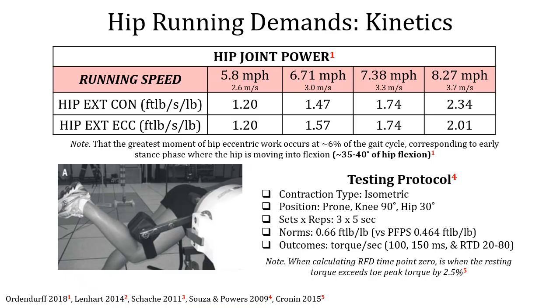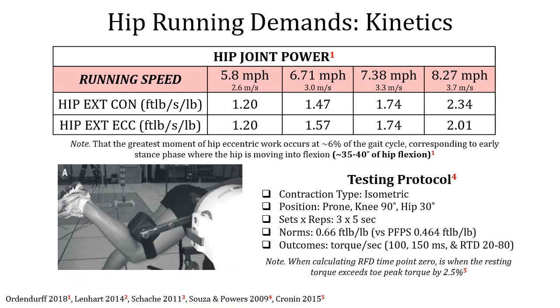And you can see here that the position would be prone, the knee flexed to 90, the hip at 30 degrees, that's 30 degrees off of the flexed position of 90 degrees. Sets and reps is 3 to 5 seconds. And then norms for the force that you would expect relative to body weight were described by Powers et al.